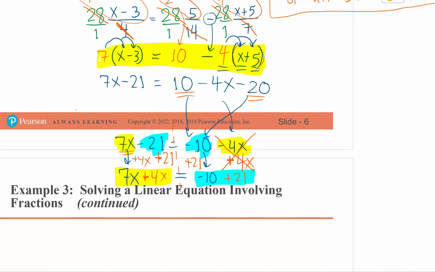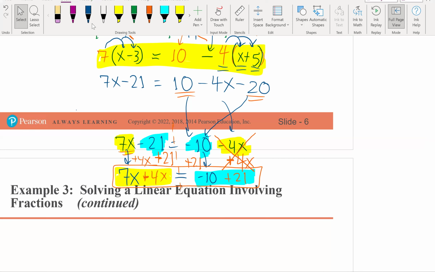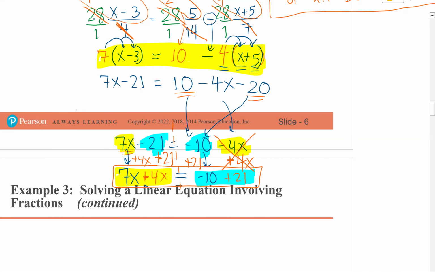Okay. And feel free, you don't even have to write this step out. You can just combine the 7x and the 4x in your head and write it down, and then combine the -10 and the 21 in your head. No big deal. But I'm going to take my time, just in case this is new for anybody. 7x and 4x together make 11x equals, and now I've got -10 and 21. Look at that. Are you kidding me? 11? That's a crazy coincidence.